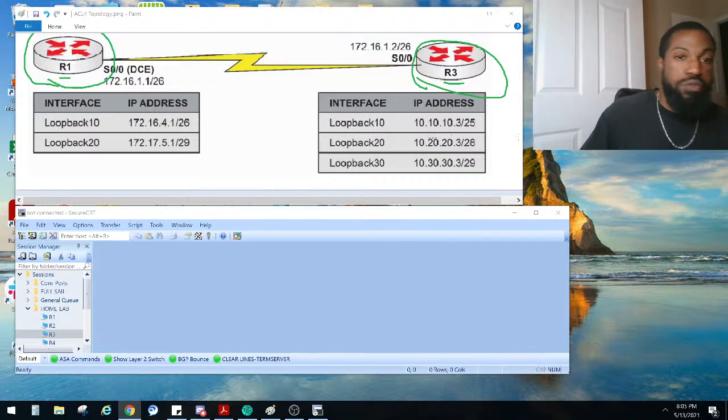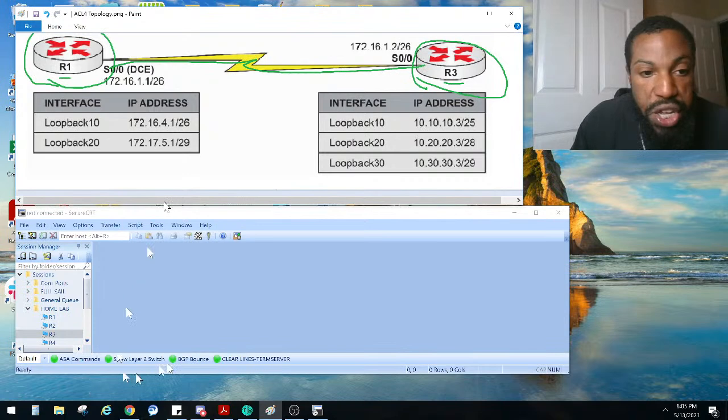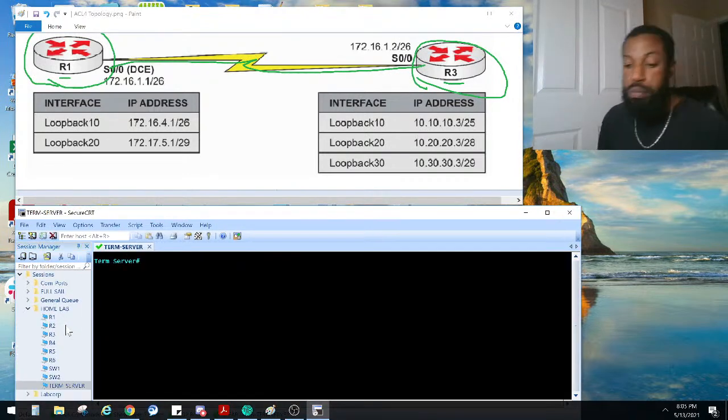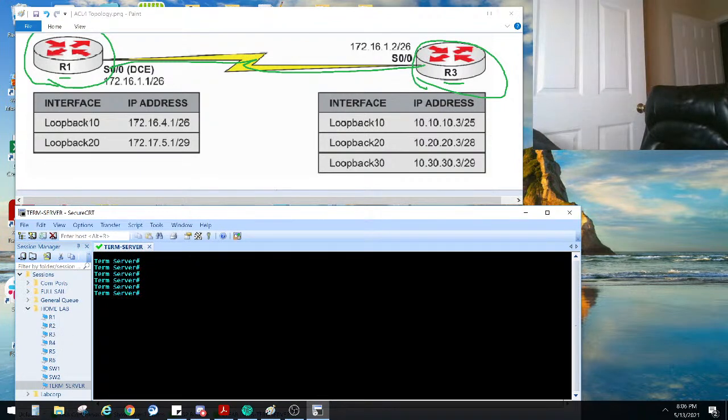Yeah, go ahead and drag and drop 2 routers just like that. Put a serial cable in between just like that. I already got my guys powered up. No, I don't. I got the terminal server powered up, but I don't have router 1 and router 3 powered up. You going to power these bad boys up?